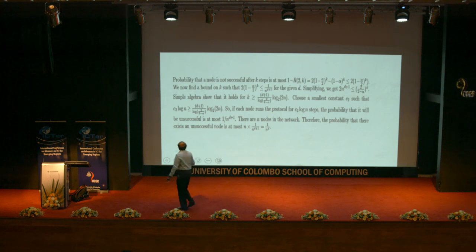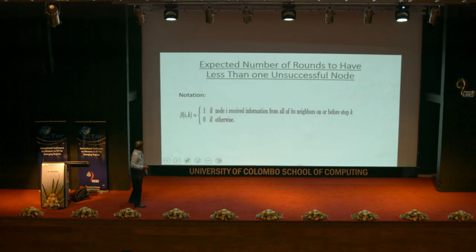I have to do a little bit more work, actually. This is the expected number of rounds I need for everybody to be communicating. That's what it says. Expected number of rounds to have less than one unsuccessful node. In other words, how many rounds do I need to go before everybody is good? So we define one of these random variables. Again, see statistics. There's no computer science now. It's done with one protocol.